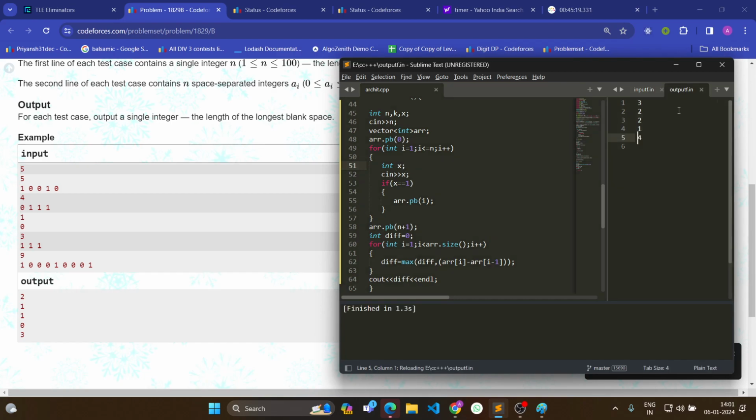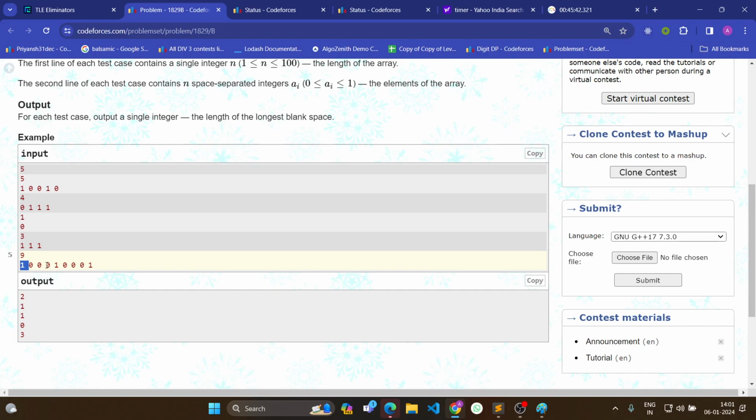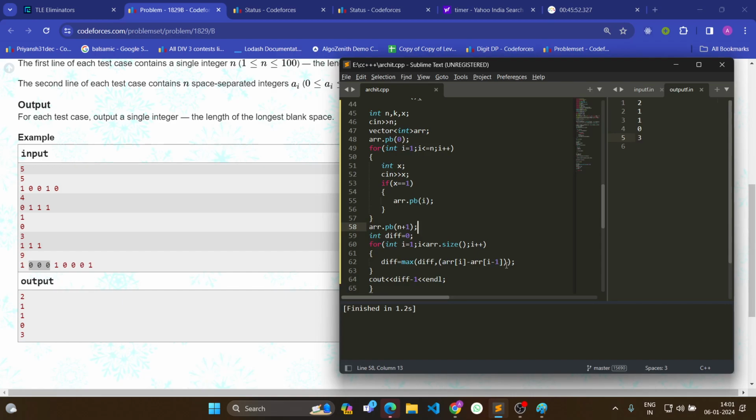Either this or it's like 3 2. Yeah, got it. It should be minus 1. Why minus 1? Here i is 1 and then 1, 2, 3, 4, 5. But in between 1 and 5 there are only 3 zeros. So yeah, minus 1 has to be done. Let's do it here instead of here.